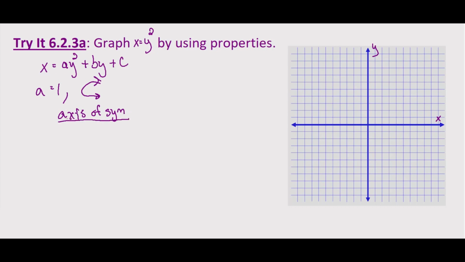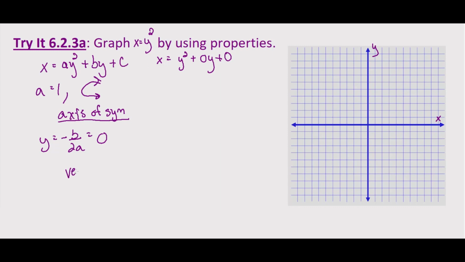So instead of x equals negative b over 2a, we're looking at y equals negative b over 2a. In this case, we can go ahead and write this out as x equals y squared plus 0y plus 0. So negative b over 2a is just going to be 0 because b is 0. So it's negative 0 divided by 2, which is just 0. So the axis of symmetry is y equals 0.